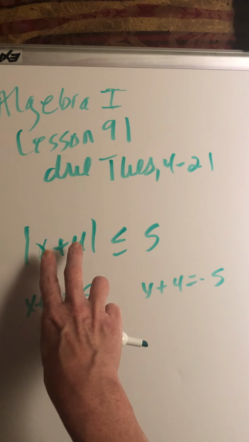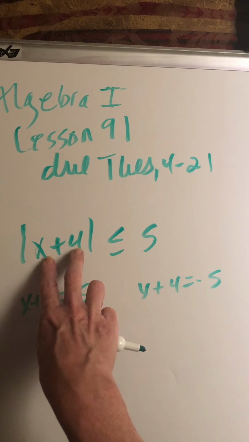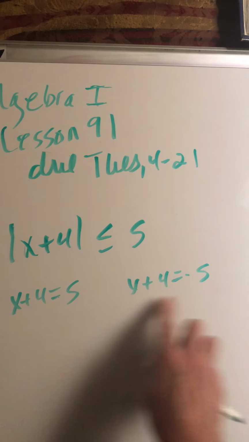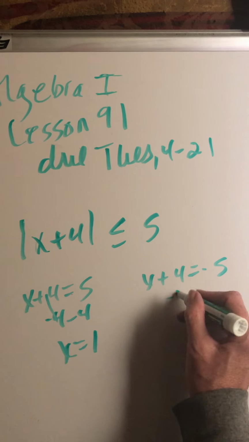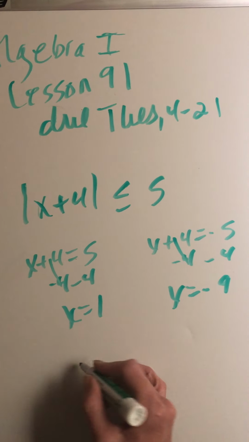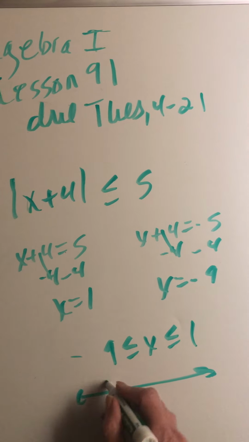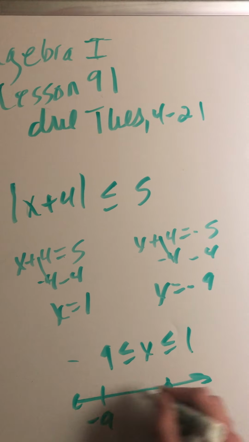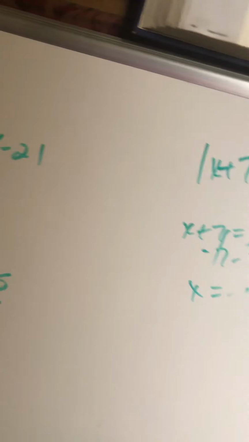Because when I take the absolute value of 5, I get 5. If I take the absolute value of negative 5, I get 5. So it's this part, this x plus 4, that can be 5 or negative 5. So then subtract 4, so x is 1. Subtract 4, so x is negative 9. Conjunction, negative 9, less than or equal to x, less than or equal to 1. Negative 9, 1, close circle, shade in between. Conjunction. Okay.